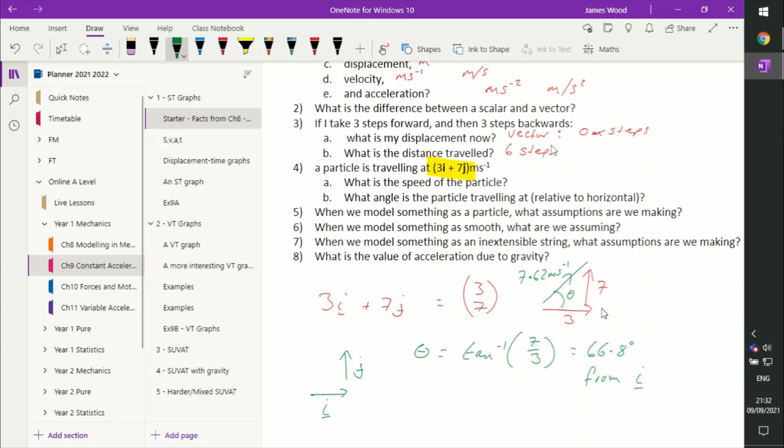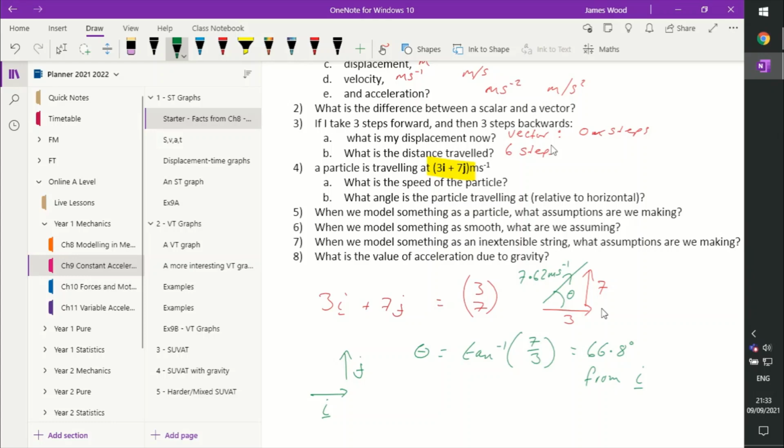If we model something as an inextensible string, what are we assuming? We're assuming that our string does not stretch. It doesn't extend at all. And that's important because if I've got two particles attached with this magical piece of inextensible string, it means that they will accelerate at the same rate. Perhaps in your head, imagine if I had two particles attached by a stretchy string, maybe like an elastic band. When you pulled one, there would be a delay before the other moved, and they would accelerate at slightly different rates. So if we've got a string which doesn't stretch, i.e. an inextensible string, then they do accelerate at the same rate.